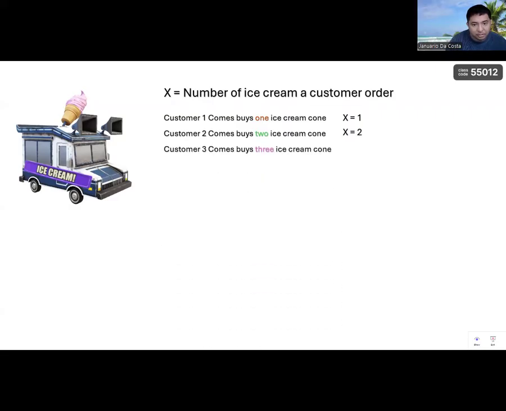What about this? Customer comes buying 3 ice cream. So your x is equal to 3. So now you already assigned random variables to this. And customer number 4 comes in, also buys 3 ice cream.